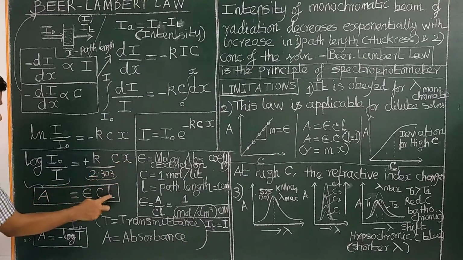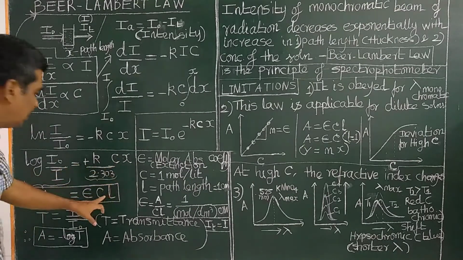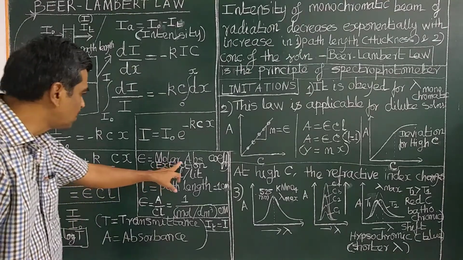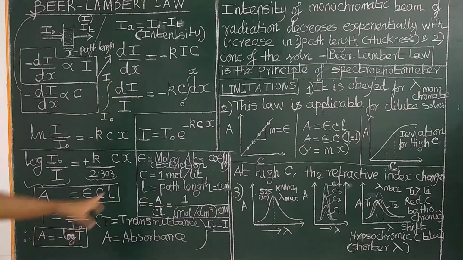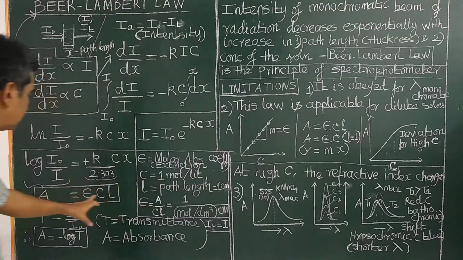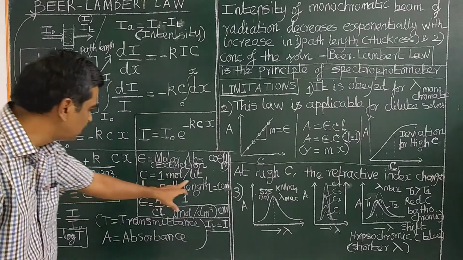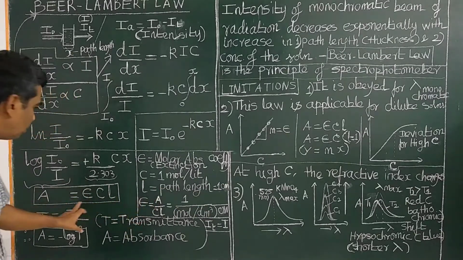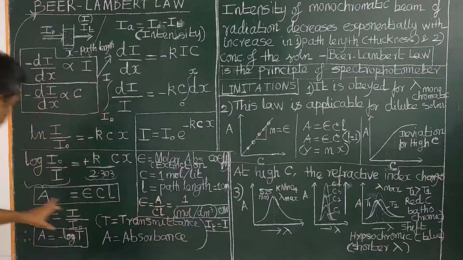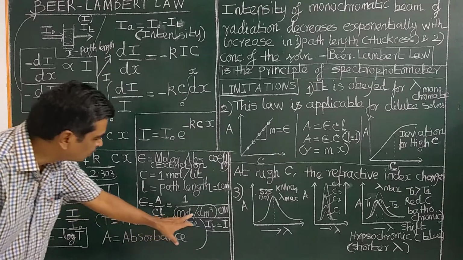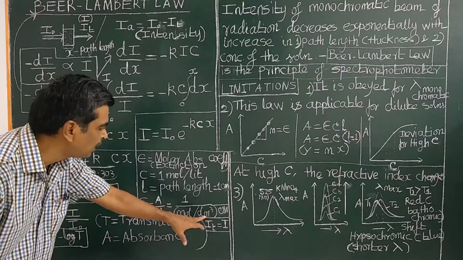this is C, and L is the path length, where epsilon is the constant called molar absorption coefficient. Epsilon is molar absorption coefficient or molar extinction coefficient. When the concentration is unity, for example, when the concentration is 1 molar and the path length is 1 centimeter, then epsilon equal to A by Cl. Therefore, the absorbance unit is no unit because I0 by I has no unit. So epsilon has the unit 1 by moles per liter, moles per decimeter cube or moles per liter centimeter.